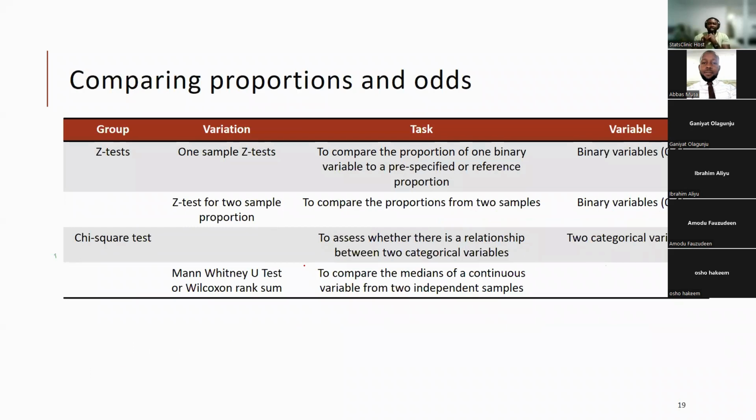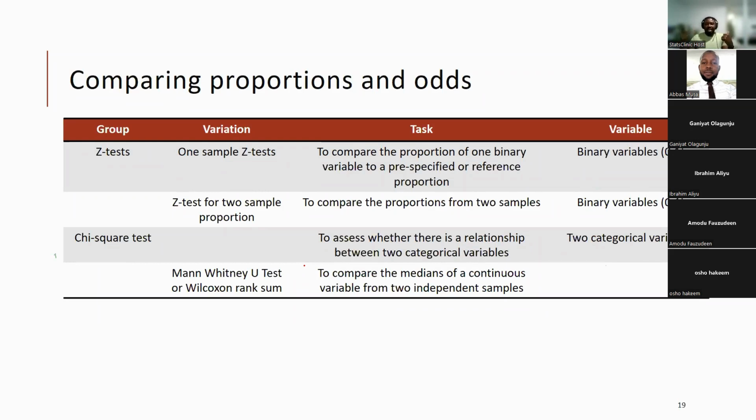So the other thing that we tried to do was compare proportions and odds, okay? And so we looked at z-tests, we looked at chi-square tests, and we said that z-tests are great for comparing proportions. So if you think about in t-tests, we said that if you have one sample, you can compare that one sample to a reference, okay?